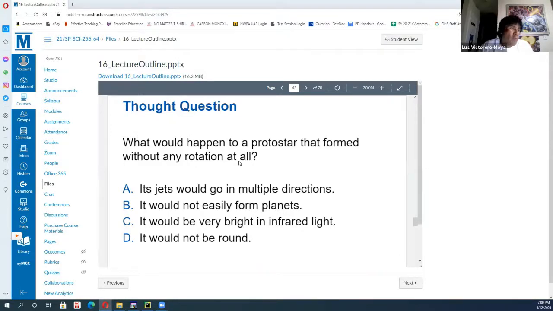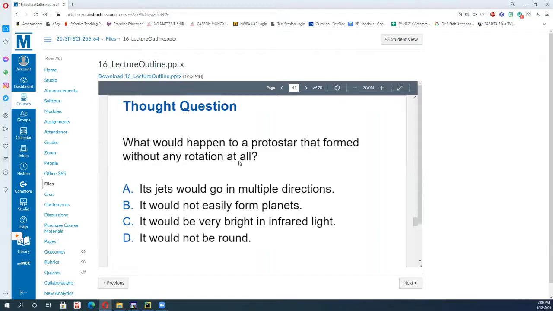Jets won't be produced. It needs to have rotation, so A is one. Why is rotation important? Because you have the disk forming. And what comes from the disk? If what you're suggesting is true, then it should be very bright in infrared light. C.